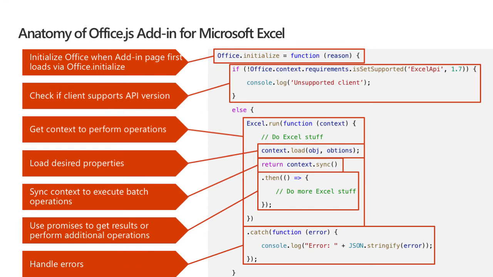For Excel JavaScript APIs, you should get context using the Excel.run operation. Using the context, you can then load any properties that you might want to work with. Calling context.sync will execute a batch of operations. And context.sync is going to return a promise that can be used to get results of a previous operation and/or perform new operations. Now, it is a best practice to catch and handle errors that might occur when working with Excel APIs, just like any other application that you may work with.